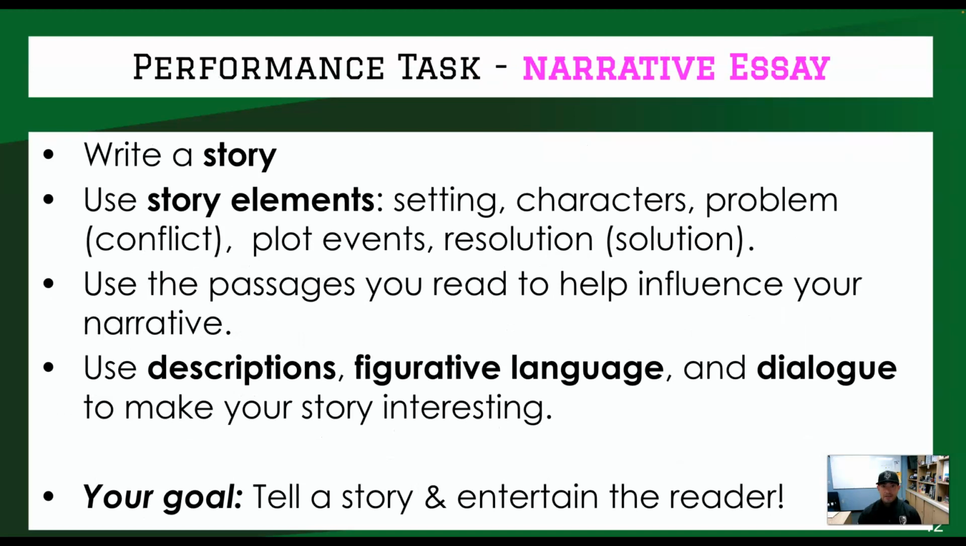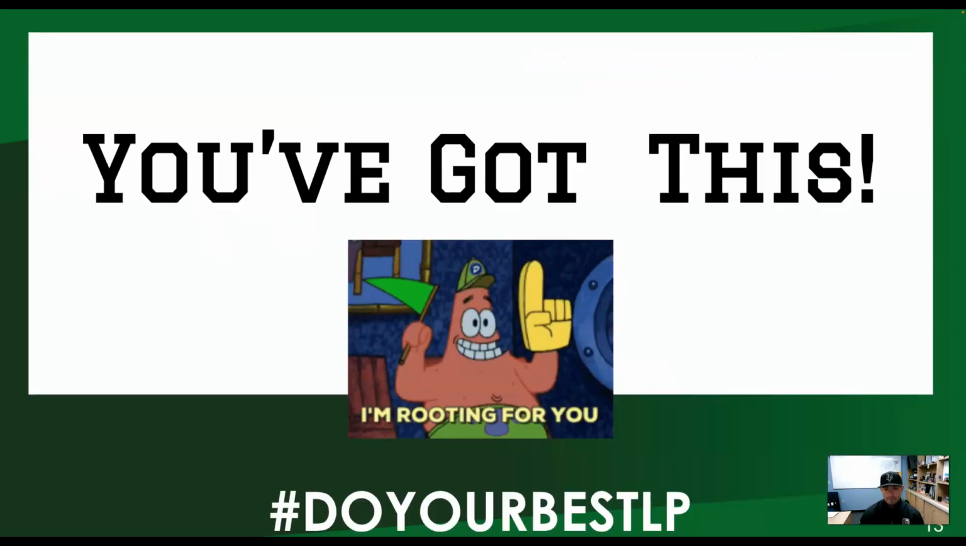The last one is a narrative essay. You're going to write a story. You're going to use story elements such as setting, characters, problem or conflict, plot evidence, resolution. This is where you're going to write things out and have all these elements of what a narrative essay has. You're going to use passages that you read to help you influence your narrative. You're going to use descriptions, figurative language, dialogue to make sure your story is very interesting. Your goal in a narrative essay is to tell a story. You're going to entertain the reader, all right?